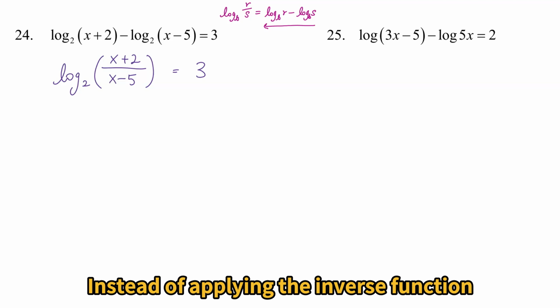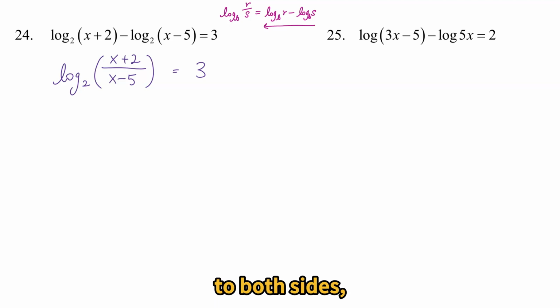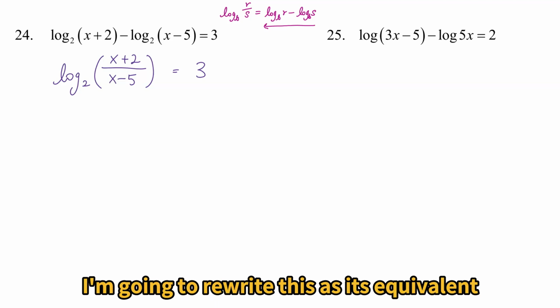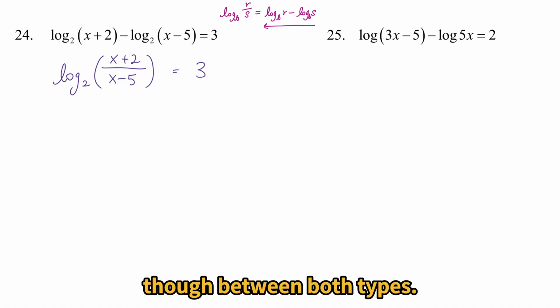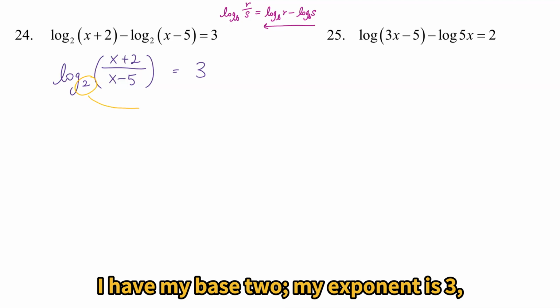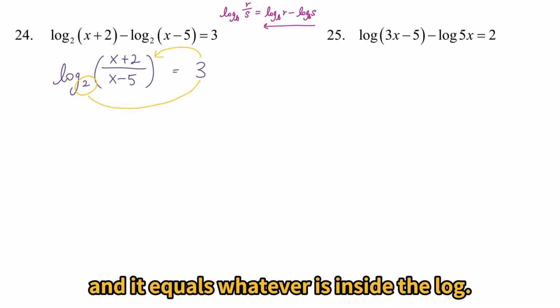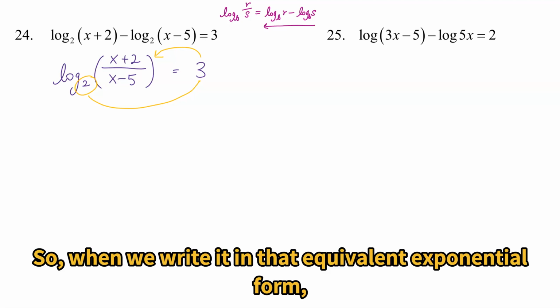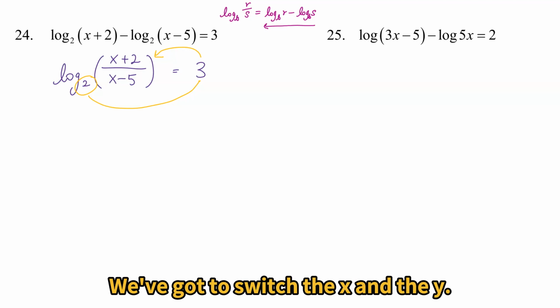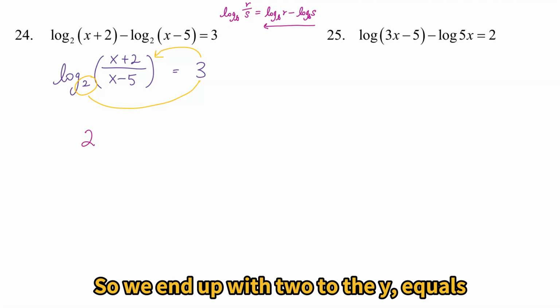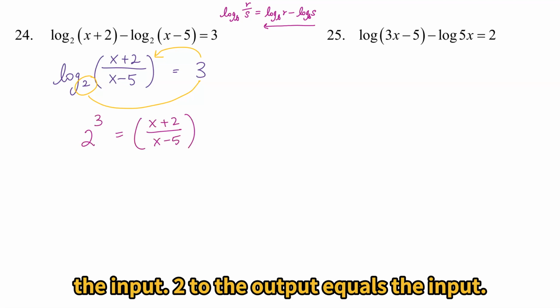Instead of applying the inverse function to both sides, I'm going to rewrite this as its equivalent exponential equation. The idea is essentially the same though between both types. I have my base 2, my exponent is 3, and it equals whatever's inside the log. So when we write it in that equivalent exponential form, we're writing it in the inverse form. We've got to switch the x and the y. So we end up with 2 to the y equals the input. 2 to the output equals the input.